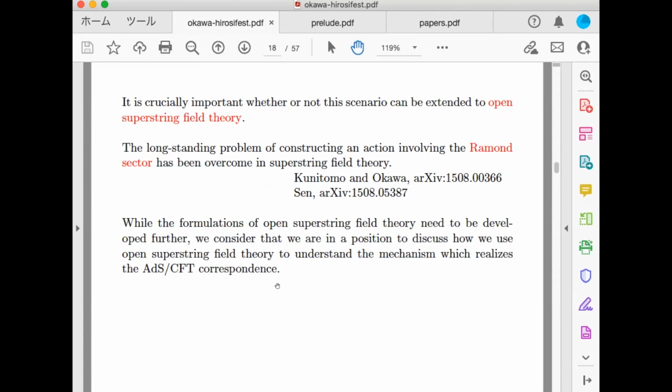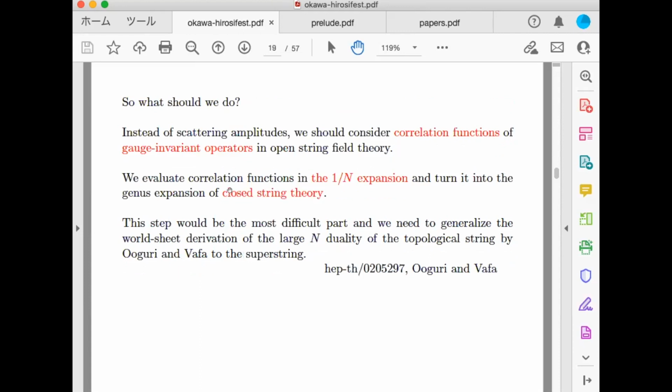It seems to be okay in the bosonic case, but it is crucially important whether this can be generalized to the open superstring. The long-standing problem of constructing an action in the Ramond sector has been overcome in recent years. We still think the formulation of open superstring field theory needs to be developed further, but I think we are in a position to discuss how we should use open superstring field theory to understand the mechanism which realizes the AdS/CFT correspondence.